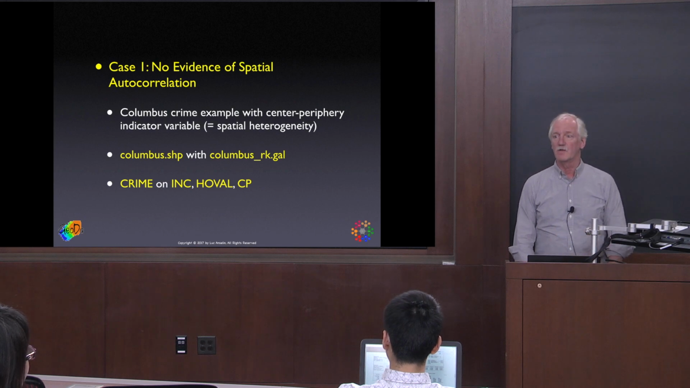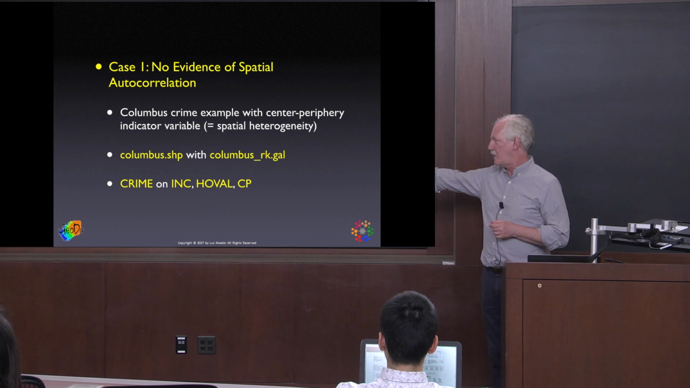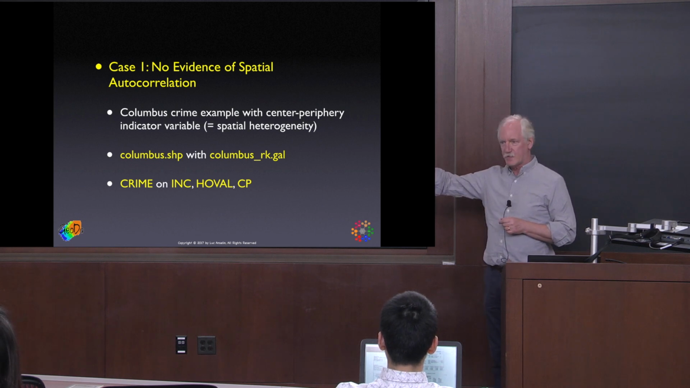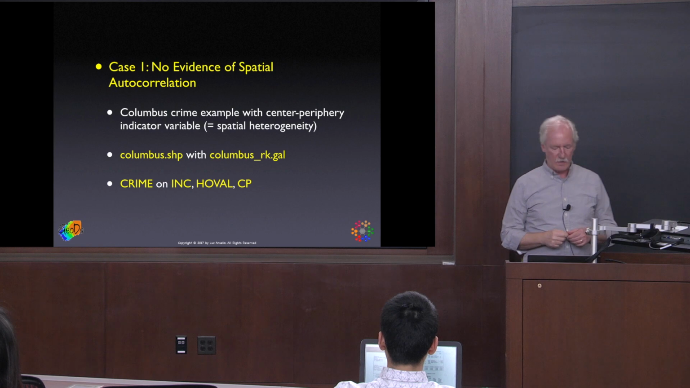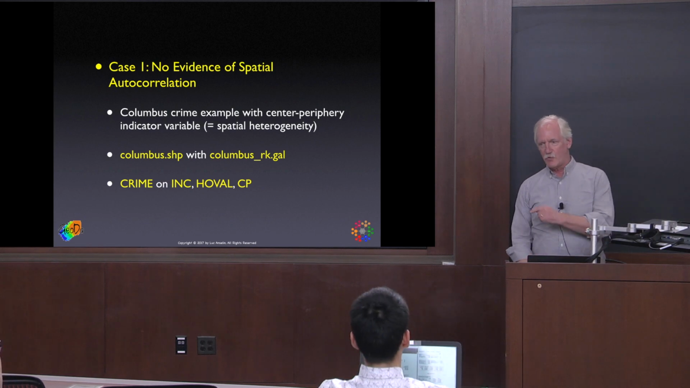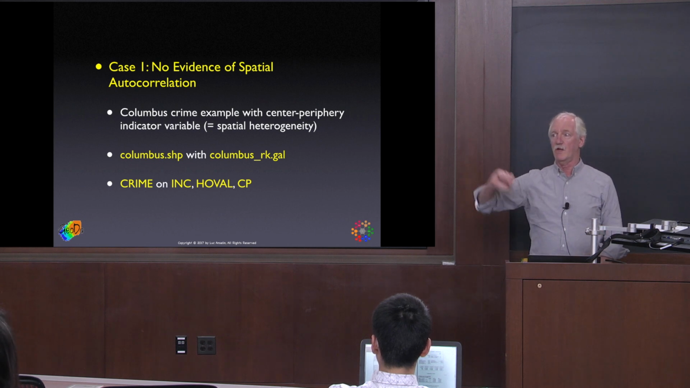And this is the model. So the model I used in the book and many times afterwards to illustrate different tests and estimation methods has the crime rate for each neighborhood regressed on the per capita income and the median housing values, right? And then I threw in an indicator variable, core periphery.